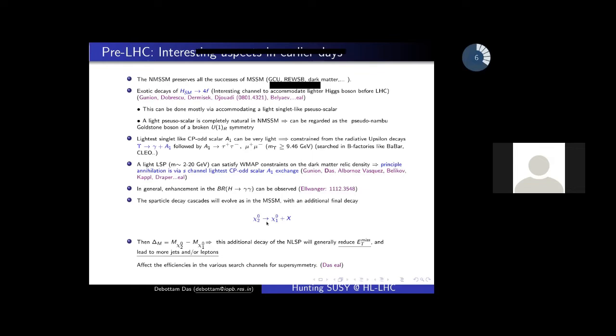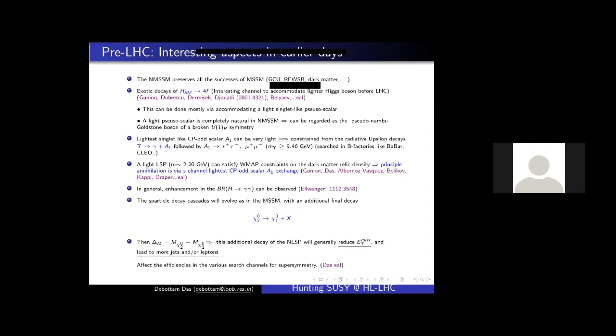So now let us first look into a few facts. The model was getting very popular even in the pre-LHC era. What are those reasons? First of all, it preserves all the successes of the MSSM like gauge coupling unification, radiative electroweak symmetry breaking, dark matter, etc. The model was particularly interesting 10 or 15 years ago. The reason was that at that time the Higgs limit was 114 GeV. That LEP search focused on the Higgs decaying to b bbar or tau tau mode.